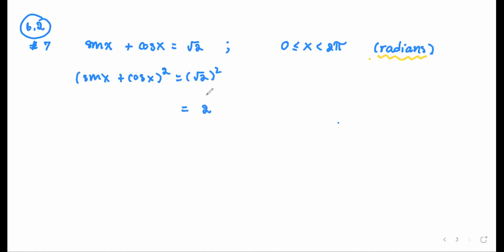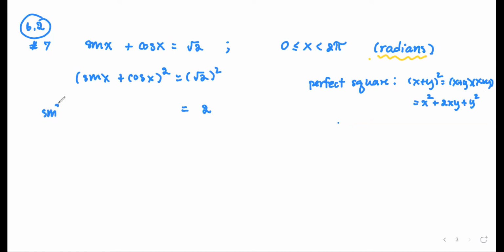The left-hand side, we use the perfect square. Make a note, perfect square. If you recall, x plus y quantity squared is x plus y times x plus y, and expanded in the form of the first term squared plus double the product of the first and the last term plus the last term squared. That means the left-hand side, we will get sine square x plus 2 times sine x times cosine x plus the cosine square x.